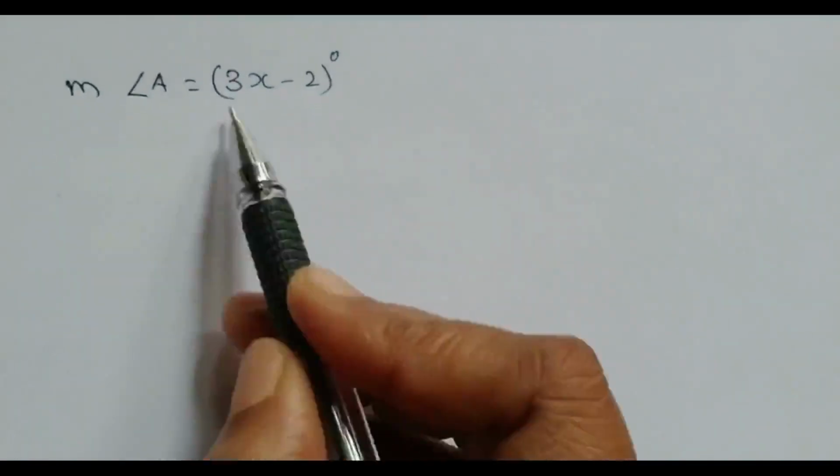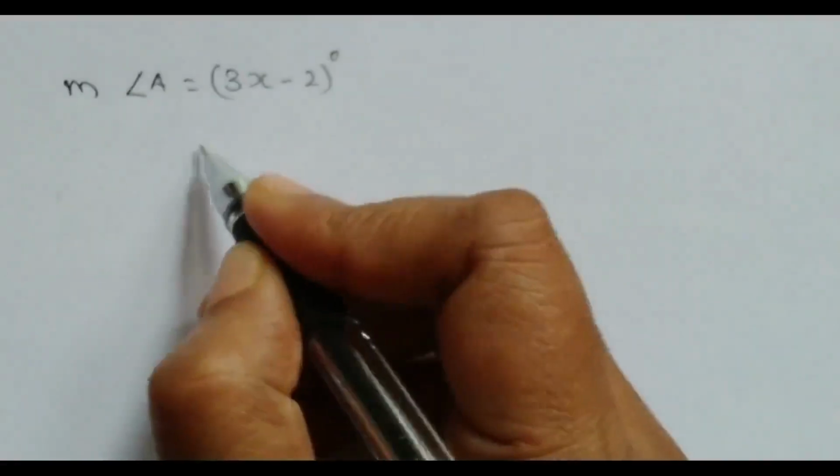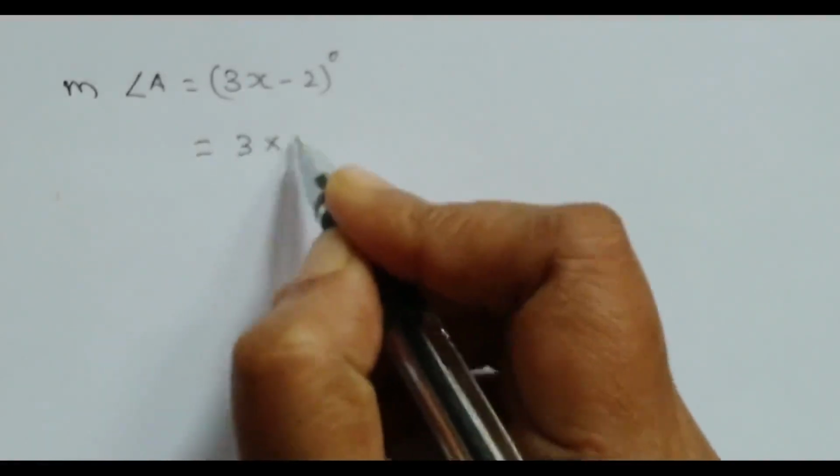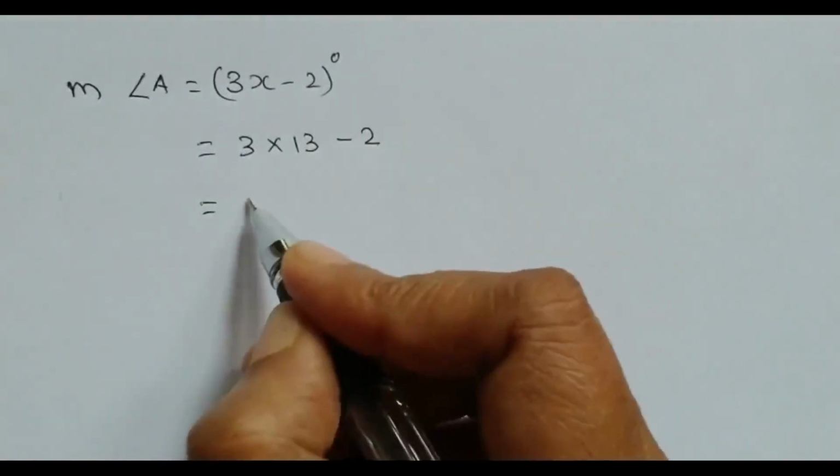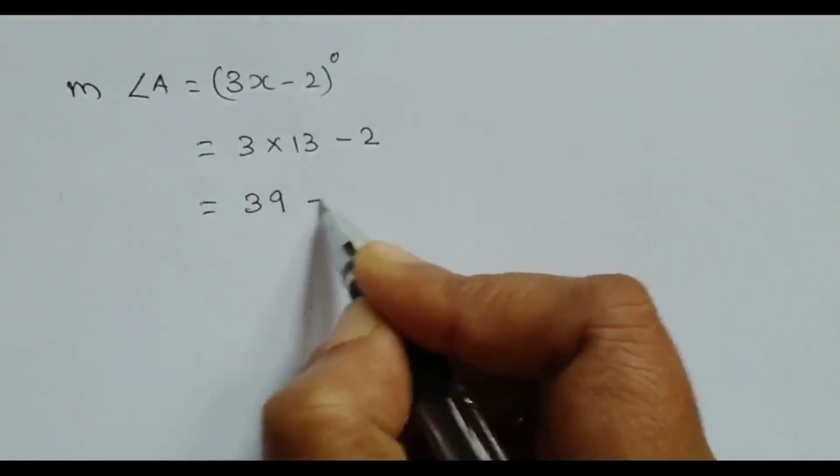So measure angle A is equal to 3x minus 2 degree. That is 3 multiplied by 13 minus 2. 3 multiplied by 13 is 39 minus 2.